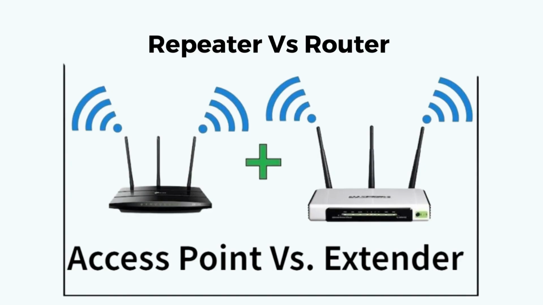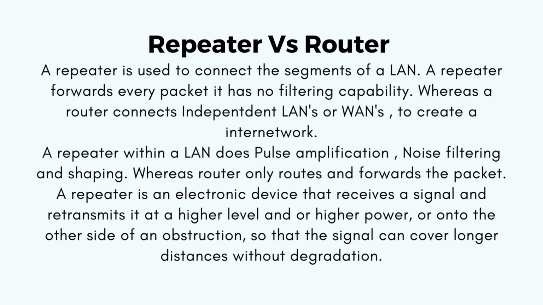Repeater versus router. A repeater is used to connect the segments of a LAN. A repeater forwards every packet. It has no filtering capability. Whereas a router connects independent LANs or WANs to create an internetwork. A repeater within a LAN does pulse amplification, noise filtering and shaping, whereas a router only routes and forwards the packet.